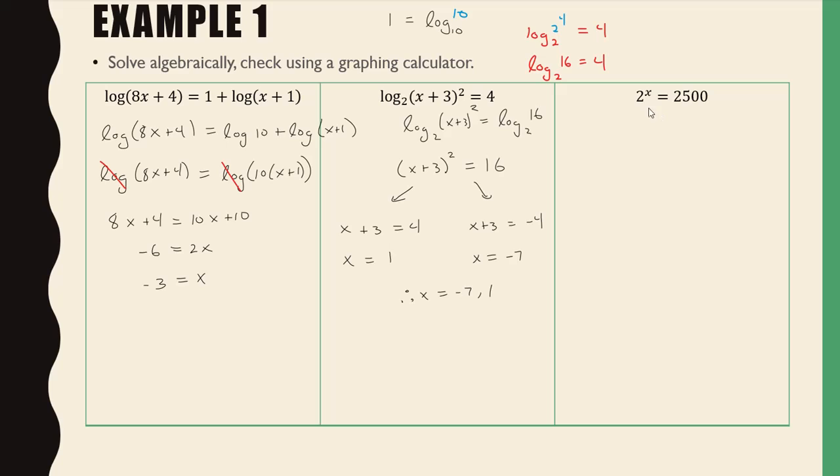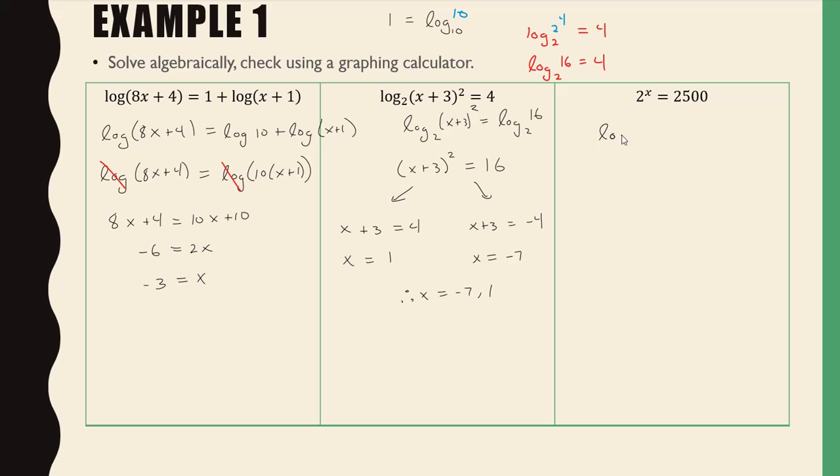All right, our last example here, we have 2 to the power of x equals 2500. So this time we have no logs to start with, and we could turn this into a logarithm, or I could just take the log of both sides. Now I'm fairly certain that 2 to the power of x is not going to be a nice whole number. Like I'm not just going to know the answer. So I'll just take the log of both sides then.